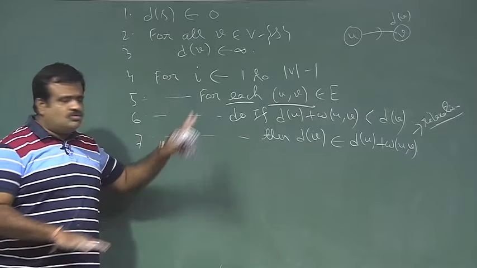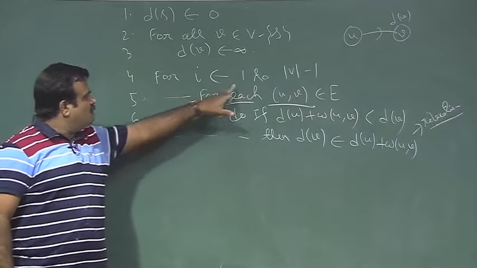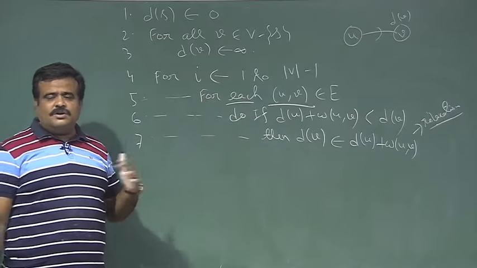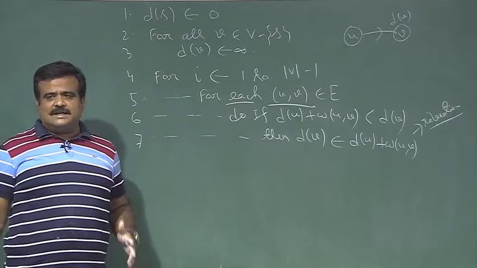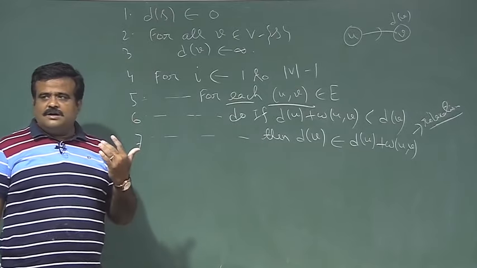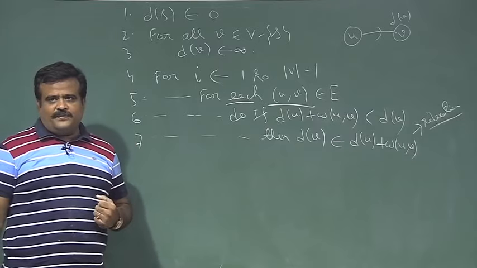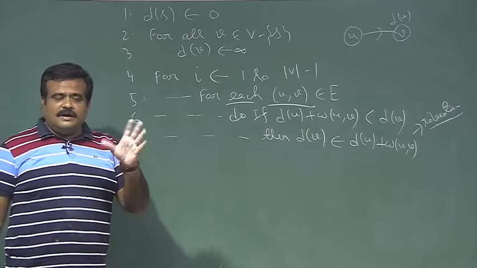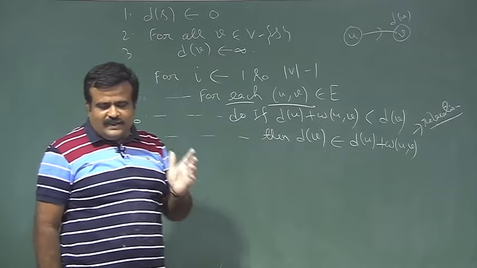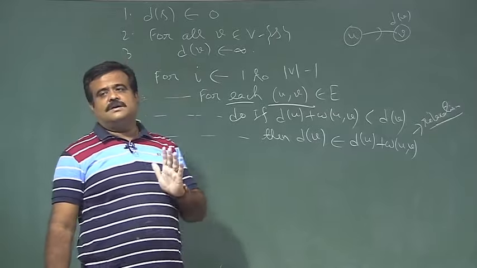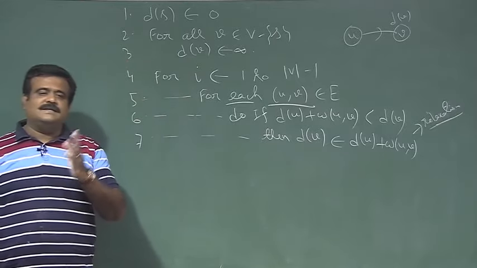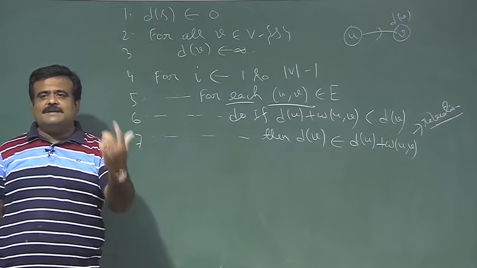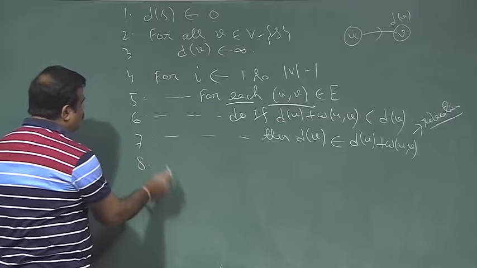But after doing so many relaxations, this is V times E, so order of V into E relaxations we are doing. Even after doing so much relaxation, if we can still reduce the distance further, that means even after this step, if we can relax a vertex further, then we must say that there is a negative cycle. It will never converge. It will keep on decreasing. If there is a negative cycle, it will keep on going. So that step we have to follow.